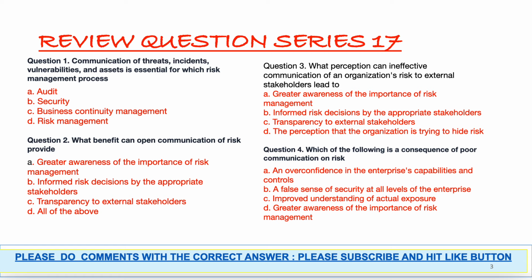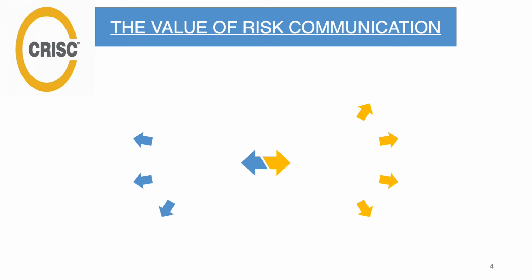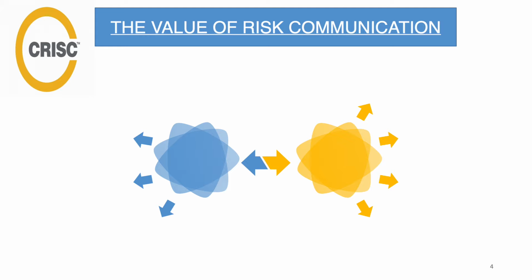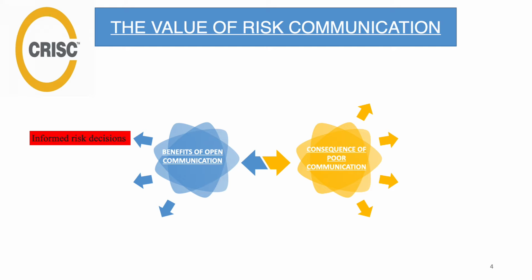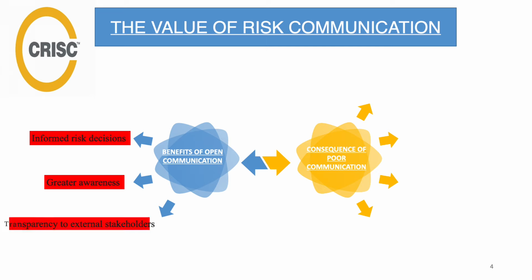Okay, moving next. The value of risk communication, right? There are two types of communication. First, let's see which two types of communication they are. First, consequences of poor communication and benefits of open communication, right? The advantages of open risk communication include informed risk decisions, greater awareness, and transparency to stakeholders.